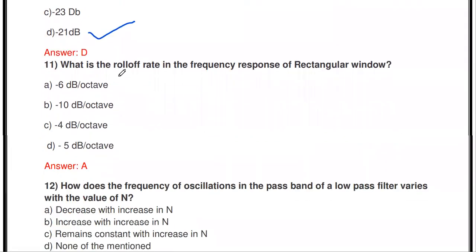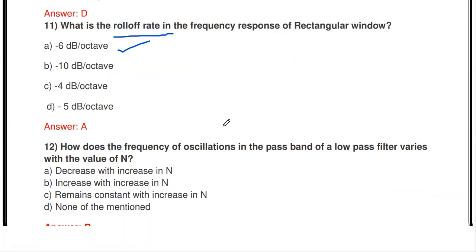The next one: what is the roll off rate in the frequency response of rectangular window? Roll off rate means the rate of decrease in the frequency response. So what is the roll off rate of rectangular window? It's minus 6 dB per octave. These are all the standard answers. You just remember it. For rectangular window, roll off rate is minus 6 dB.